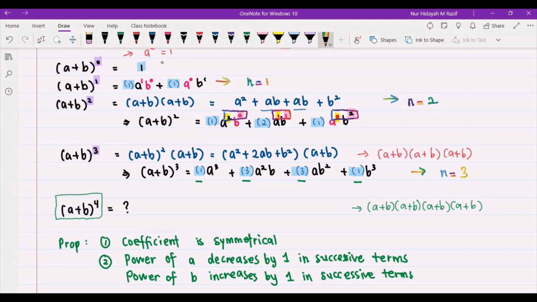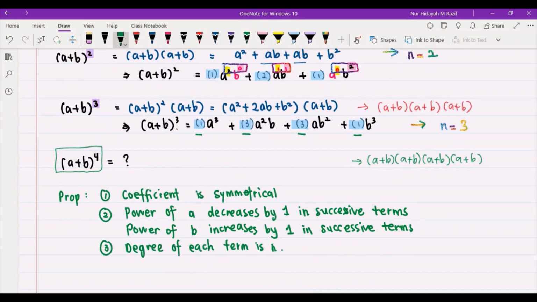So in the first one, a cube, b is 0. So 3 plus 0 is 3. This one is also 3. This one is also 3. The last one is also equal to 3. Okay, so I'm going to just conclude that here, the degree of each term is equal to n.